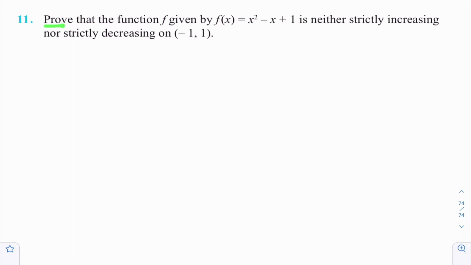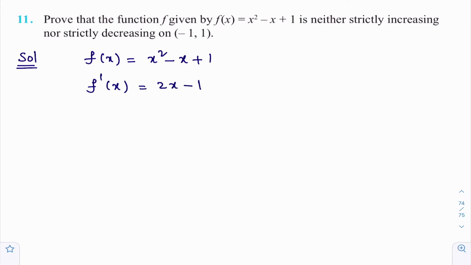You observe this question: prove that this given function is neither strictly increasing nor strictly decreasing on open interval minus 1 comma 1. Okay, I'll check it. First, I'll take the given function. What is the given function? F of x is x square minus x plus 1. I'll differentiate this with respect to x. F dash of x: derivative of x square is 2x, minus derivative of x is 1.